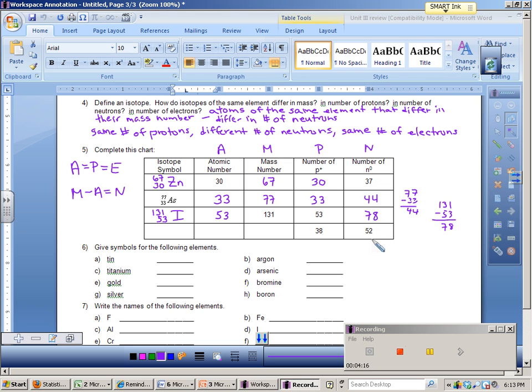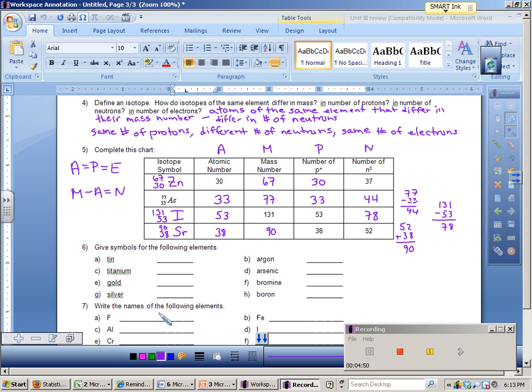In the fourth example, we have neutrons and protons, so we have to add them to get mass number. So 52 plus 38 is a total of 90. So the mass number is 90. Our atomic number is equal to the number of protons, 38. When we do our isotope symbol, the mass number goes on the top, the atomic number goes on the bottom, and we look up number 38 on our table and find it is strontium. So strontium is going to be our last one.